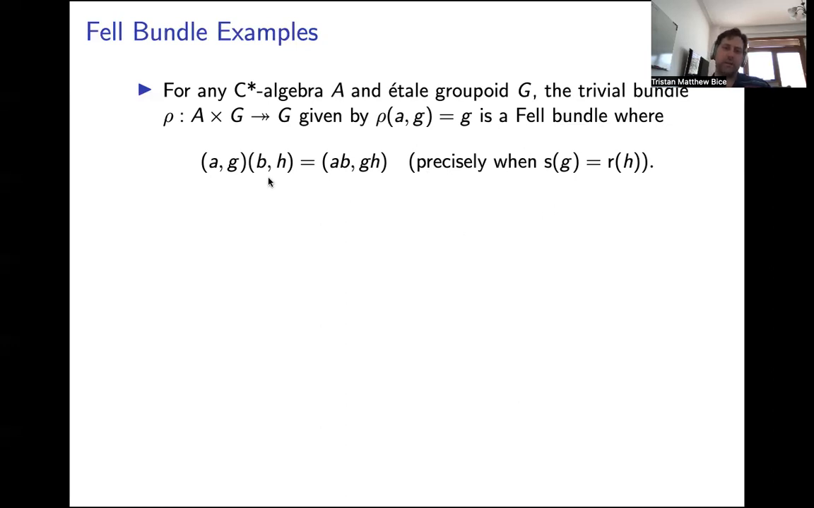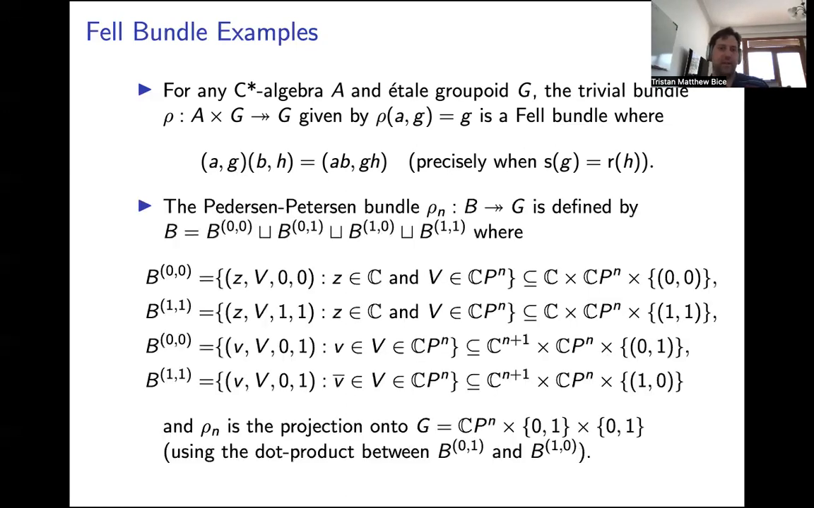I guess you can probably guess what the involution should be as well. The involution should send (a, g) to the element (a star, g inverse). So that's something I could have mentioned explicitly. But the more interesting thing is that it includes examples like this somewhat interesting Peterson example we had before.